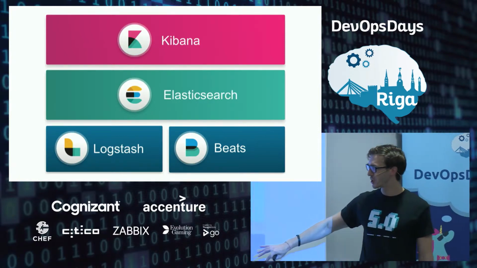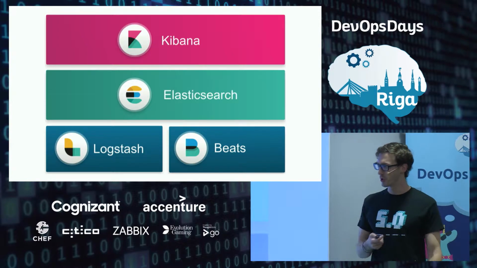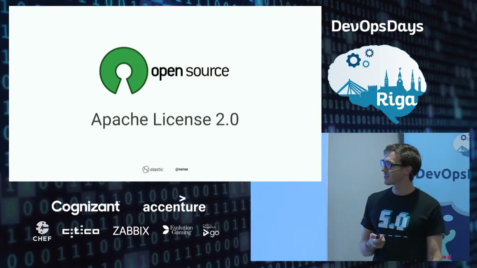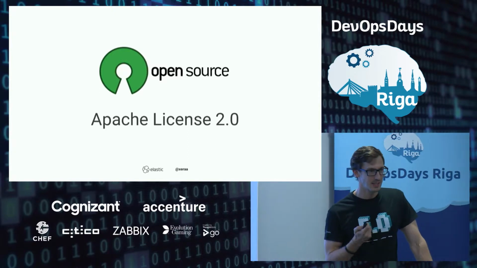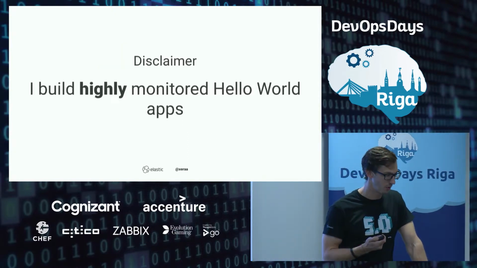And then we have Beats, which is like the lightweight agent or forwarder or shipper. Okay, that's the stack. So all of that is Apache 2 licensed. You can just use it, and let's dive in and see how you work with your application.